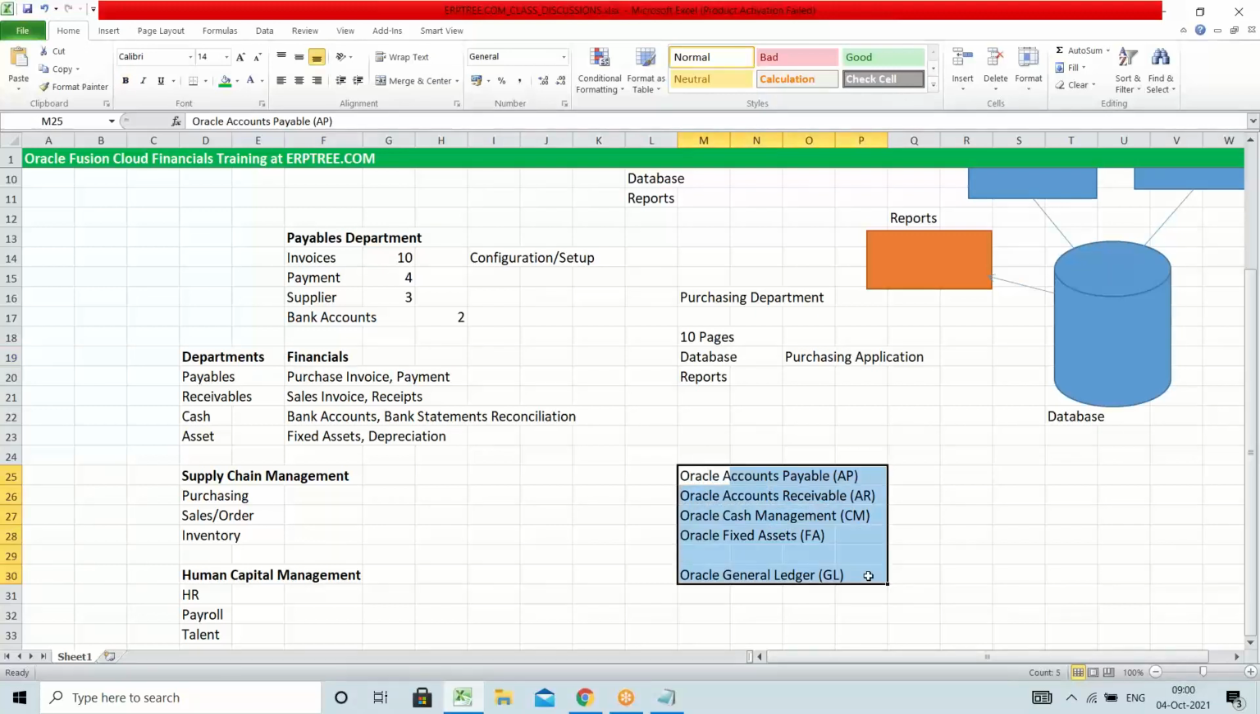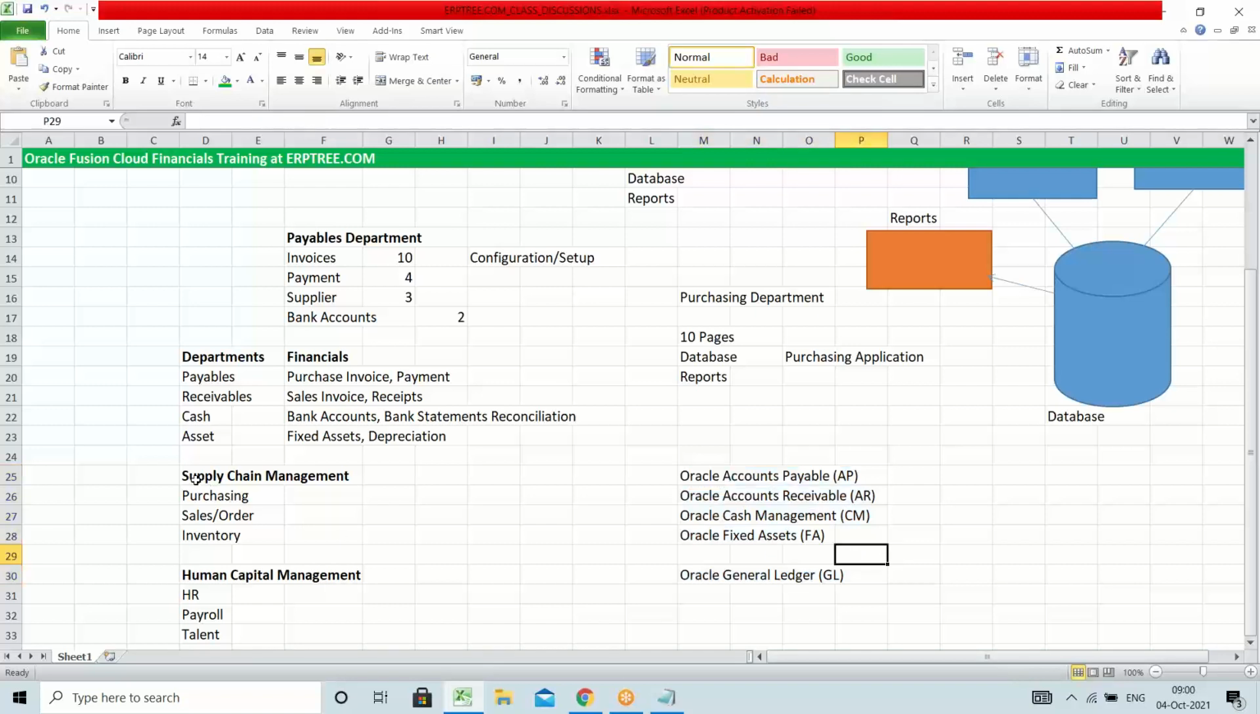Along with this, if anything else we have to understand, definitely I'll take care of it. We have some expense, tax, etc. Yes, on those also we are going to focus. But the primary key applications are these 5. In Oracle Financials, these are the 5 primary applications. We are going to learn Oracle Accounts Payables, Accounts Receivables, Cash Management, Fixed Assets, and the General Ledger application.